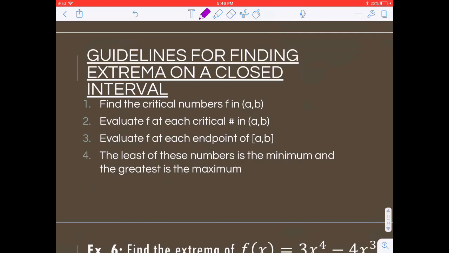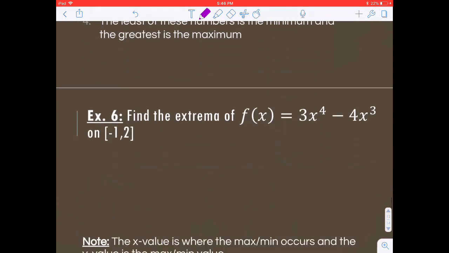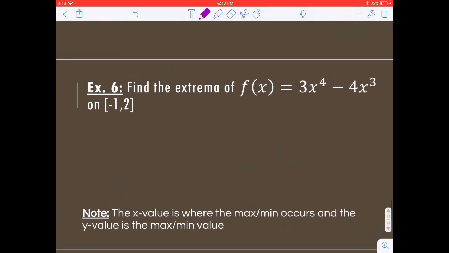Okay, so let's do an example, number 6. Find the extrema of f of x equals 3x to the fourth minus 4x cubed on the closed interval [-1, 2]. The first thing we want to do is differentiate. So let's find the derivative of this: 3 times 4 is 12x to the third minus 12x squared.